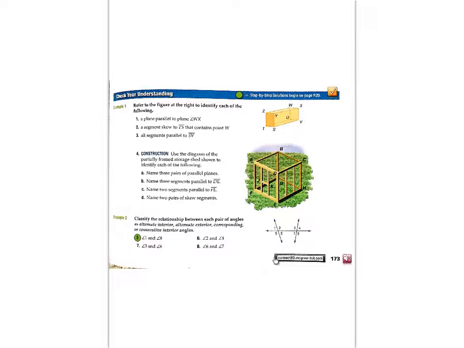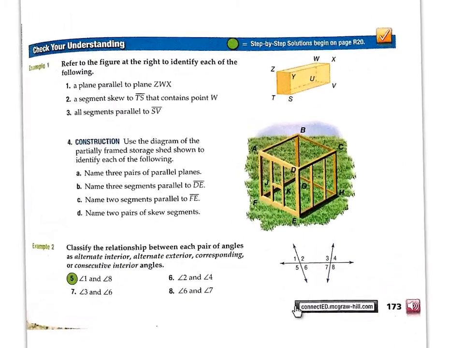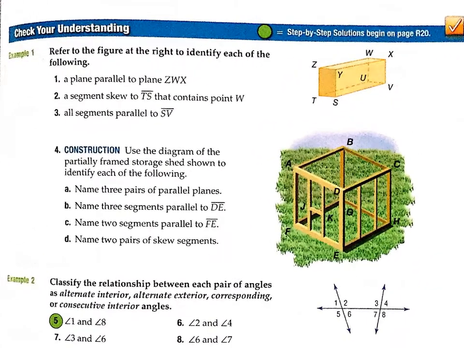So again, we have examples here of problems, things that you want to look at. So we'll do a few of these, a couple from each group. A plane parallel to plane ZWX. Okay, so if we look at plane ZWX, that is the top of this. So a plane that's parallel would be the bottom. So you have to name points in the bottom. So you would say plane, let's say UVS, because those points are all on the bottom.